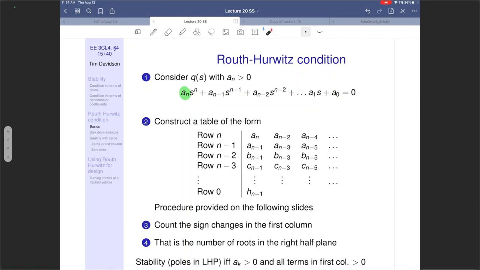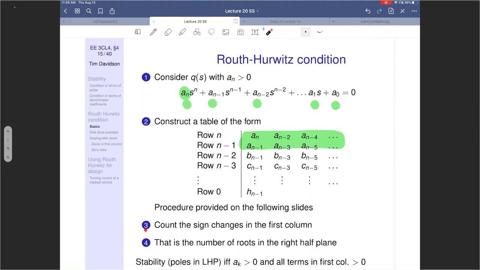Once you do that, we are going to construct the table of this form. We are going to have row n all the way down to row 0, corresponding to s raised to n all the way to s raised to 0. We have said already that the first 2 rows are dependent on the coefficients directly. We can fill that out right away. But the subsequent rows need to be determined by evaluating certain determinants. Now, the procedure is provided on the following slides.